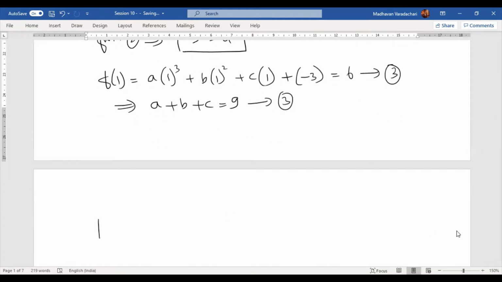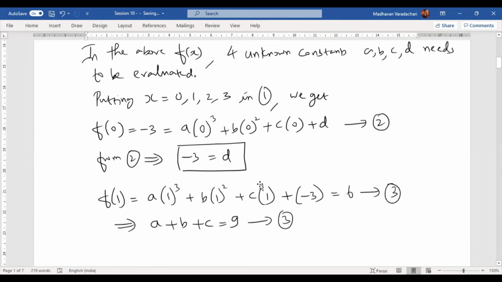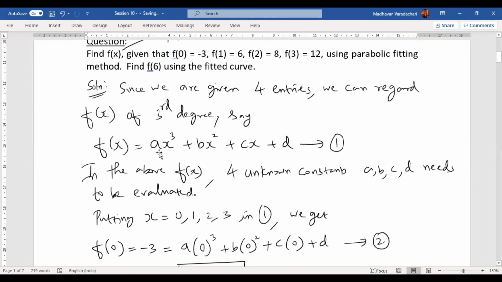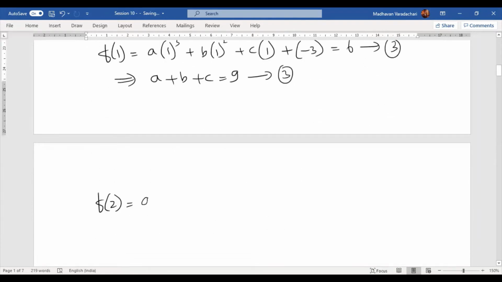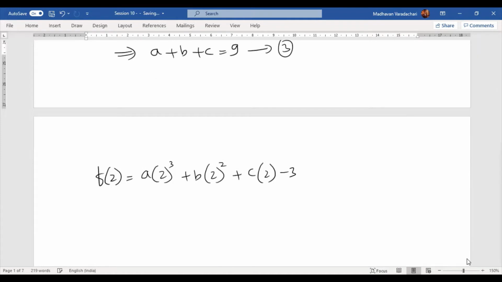Now, if I put in our equation 1, x as 2, what will happen? I'm sorry, x as 2 means this will become f of 2. F of 2 is equal to a times 2 cube. Let me write that: a into 2 cube plus b into 2 square plus c into 2 plus d. D value we know it is -3. And this f of 2 is given in the question as 8. Let me call this equation 4.